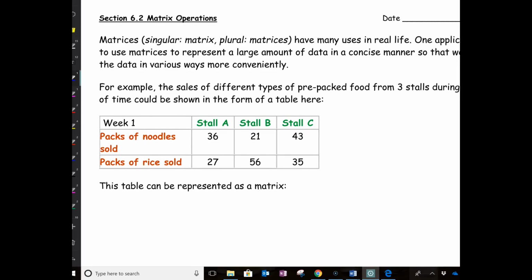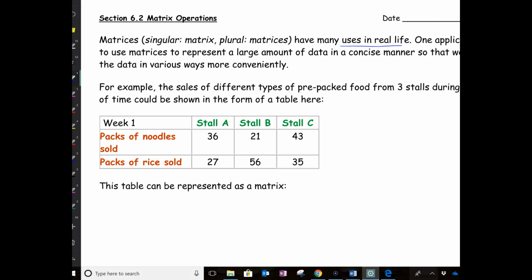Matrices have one of the most applications of math in the business world. Many uses in real life. One basic application that would help you understand how they might be really applicable for businesses is looking at packs of noodles sold and packs of rice sold. One application would be to use matrices to represent a large amount of data in a concise manner so that we can process the data in various ways more conveniently.